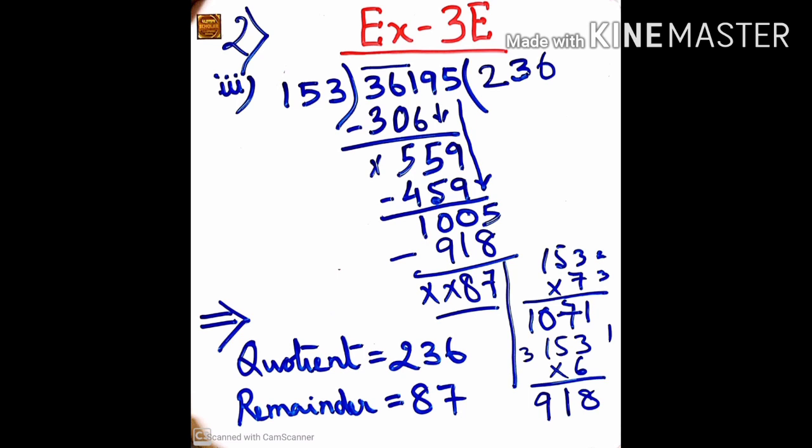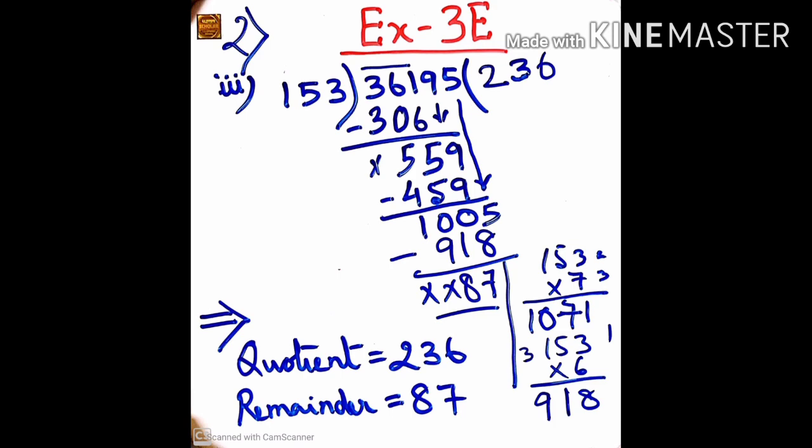9 comes down. So 153 into 3 is 459. Again 100 is the remainder. 5 comes down. Now 153 into 6 is 918, 87. So 87 is our remainder. And what is our quotient? Our quotient is 236. Now we have to check our answer.